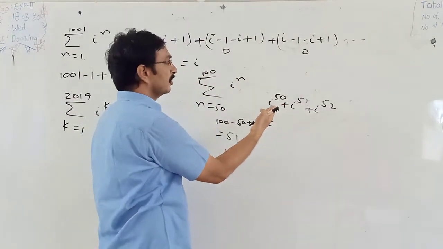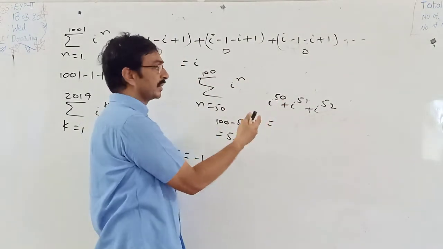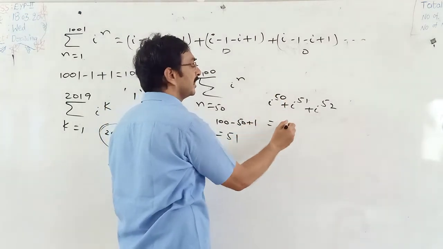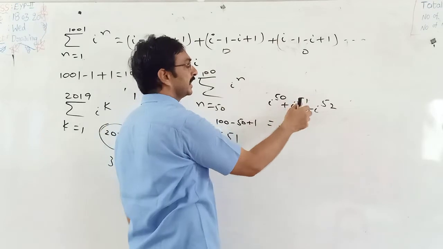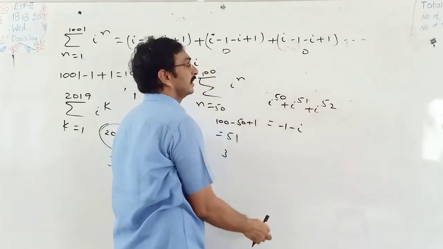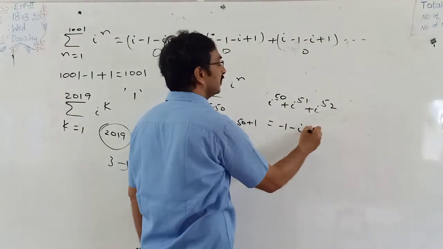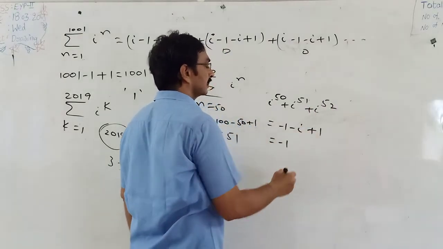There is a working rule for finding the value of i power n. Divide 50 by 4, remainder 2: i squared, value minus 1. Remainder 3: i cubed, value minus i. Remainder 0: i power 0, value plus 1. Therefore, the answer is minus 1.